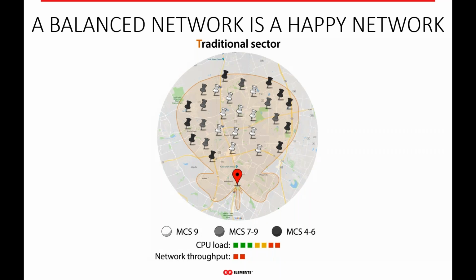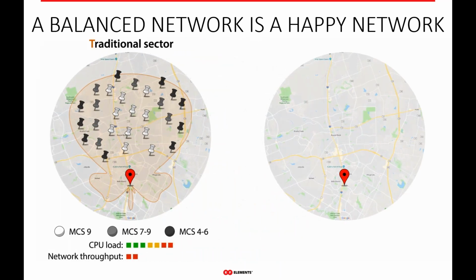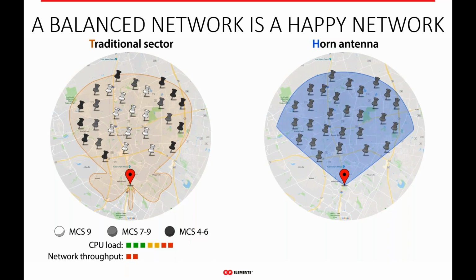and therefore really starts to dramatically reduce your network throughput, right? So with horn antennas, specifically our horn antennas, because the vertical and horizontal beams are identical, because the gain dispersed across that coverage area is identical, you will see a more balanced network, where the number of different MCS rates throughout your coverage area is much narrower.